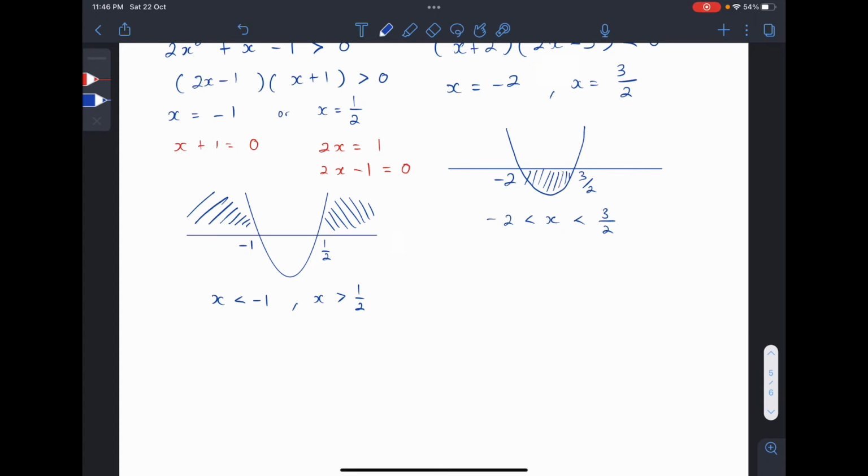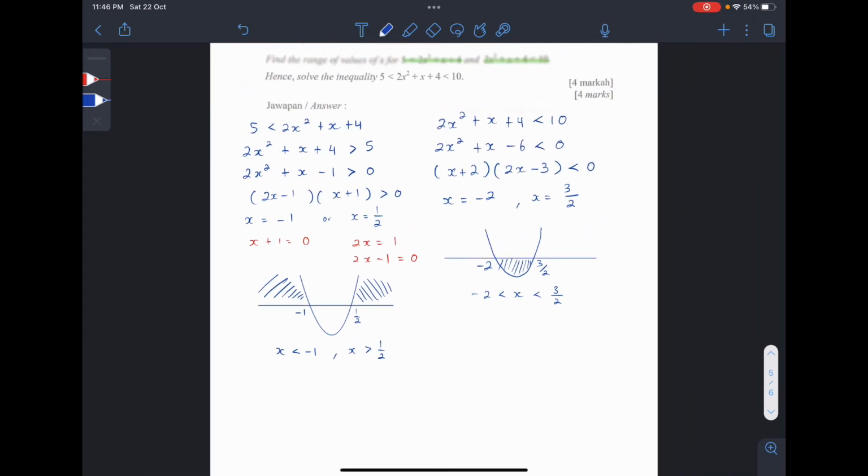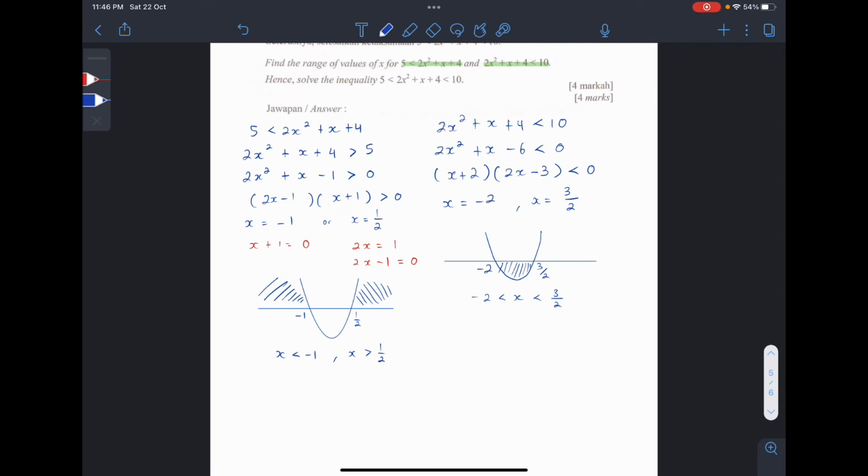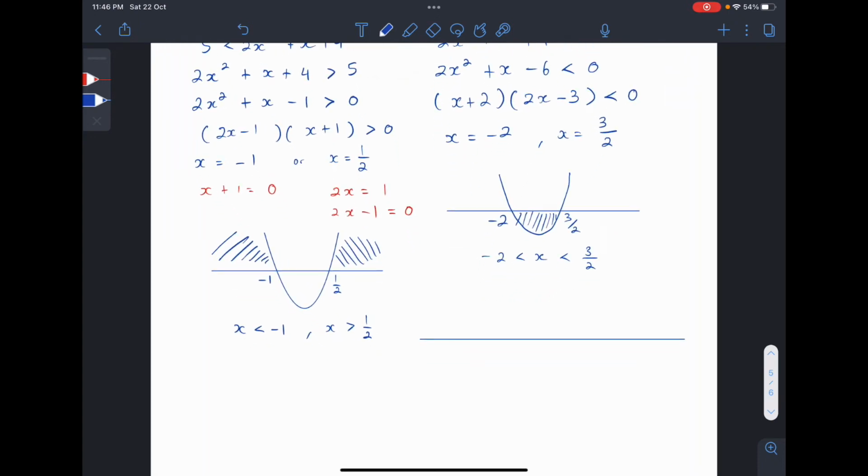So what do we do then? How do we solve our inequality? We are going to draw a long line. All the values of x, we've got 4 in total.